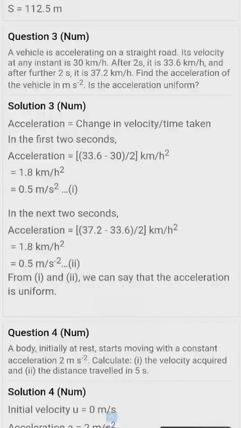What you have to do is, first you have to find the acceleration in each case. You know the formula to find acceleration is v minus u upon t. Acceleration is v minus u upon t. But the velocity given is in kilometer per hour. So you have to convert every velocity to meter per second. The formula which we will use is multiply by 5 upon 18. So 30 into 5 by 18 you do it. 33.6 you multiply by 5 by 18. When you do that, you will get the answer.